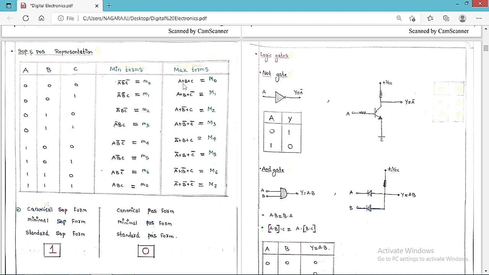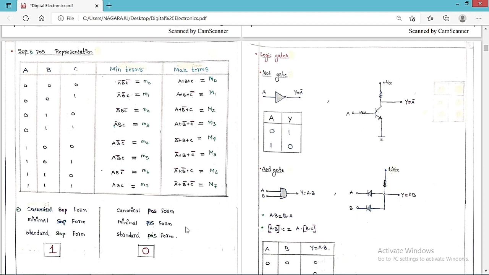I have already told you complement means replace A by A bar, A bar by A, dot by plus, plus by dot, 0 by 1 and 1 by 0. So if you apply the complement of the corresponding min terms, you are going to get the max terms. This is a very important thing that you always have to keep in mind.